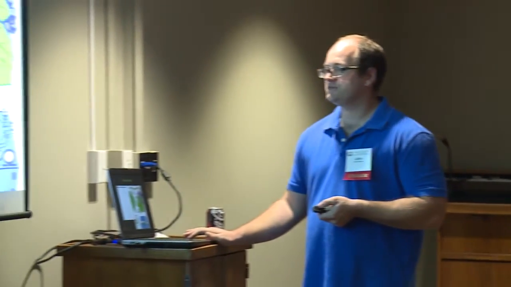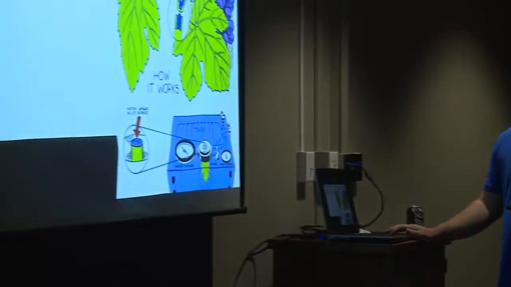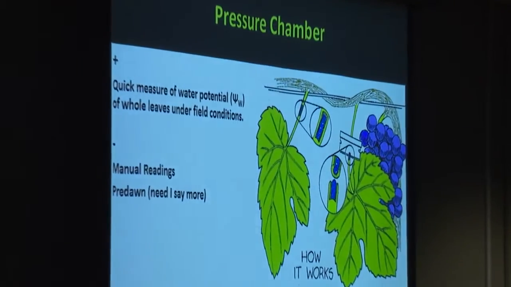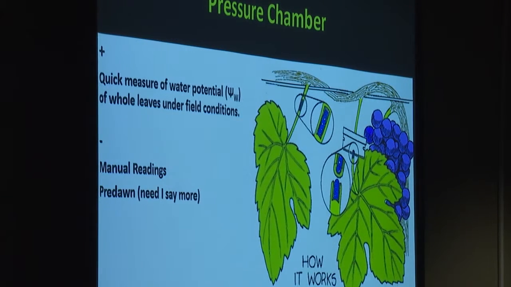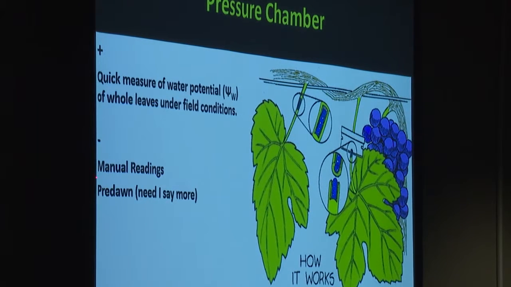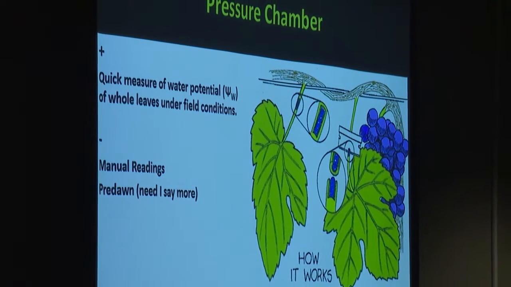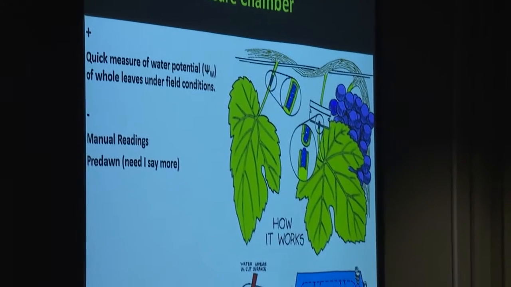It sounds real subjective, but if you get to where you're doing this, it could be taught to anyone in here, and it's fairly, like I say, fairly straightforward. All right, so what are some of the pros and cons? So this is a reasonably quick measure of water potential. It's very accurate. Problem, it's manual readings and it's pre-dawn, so not everybody wants to be out there pre-dawn, right?